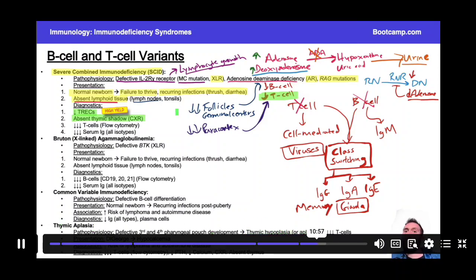Point here being, when you see absent lymphoid tissue, paracortex, follicles, you're also expecting your thymus, which we already said is part of the lymphoid tissue. It's where the T cells mature. That's going to probably be absent if I don't have T cells, right? And so if you did flow cytometry, you would see very low numbers of T cells.